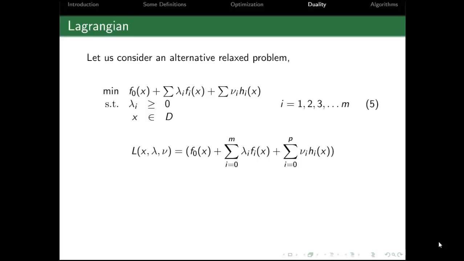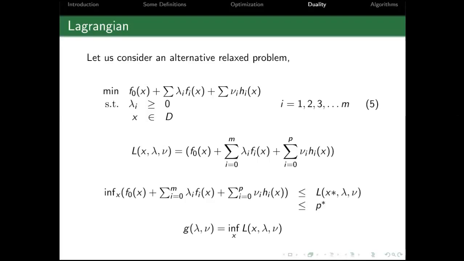We call the objective of this optimization problem the Lagrangian. So L is a function of x, lambda and nu, defined as f naught plus sigma lambda i f i plus sigma nu i h i. The infimum of the Lagrangian over x is less than or equal to p star.